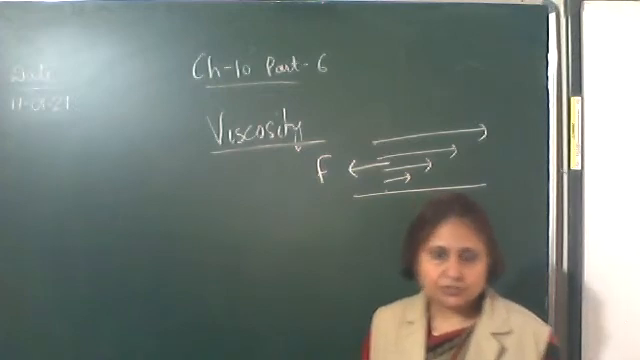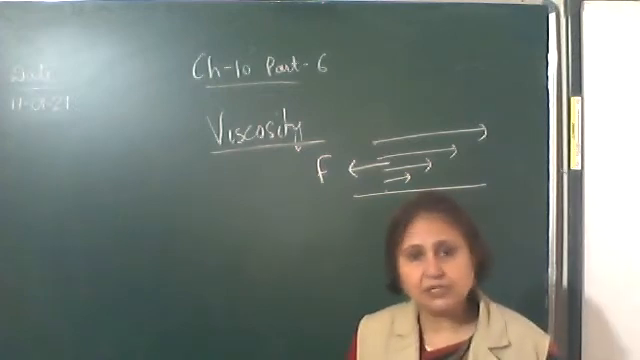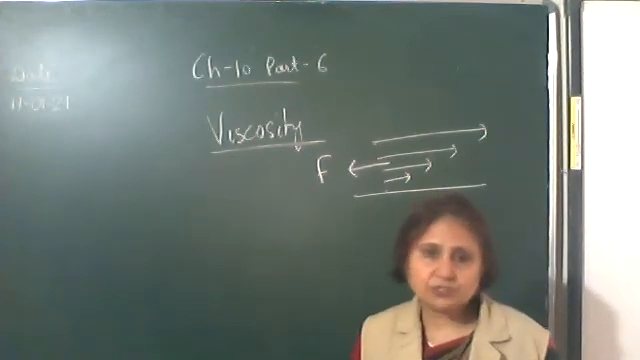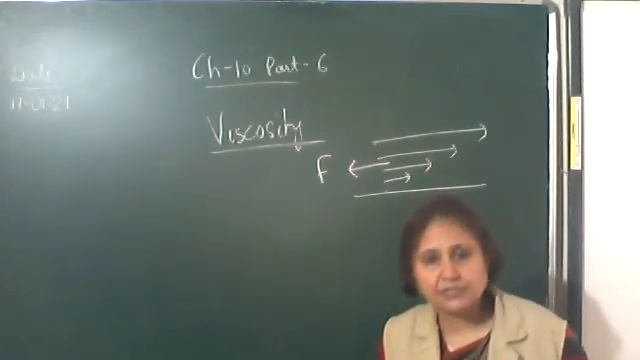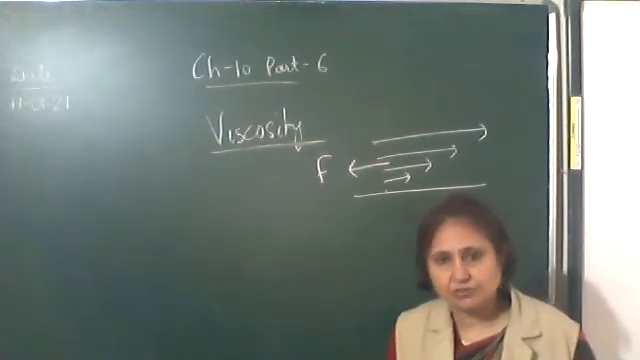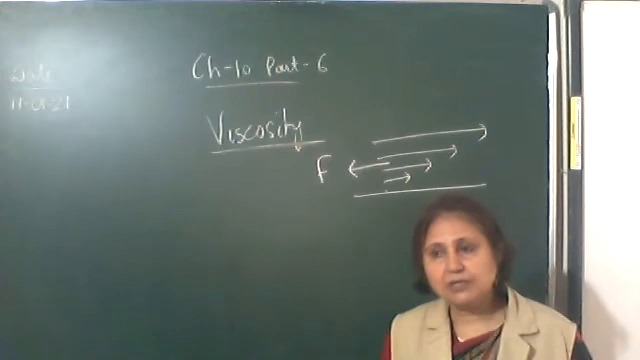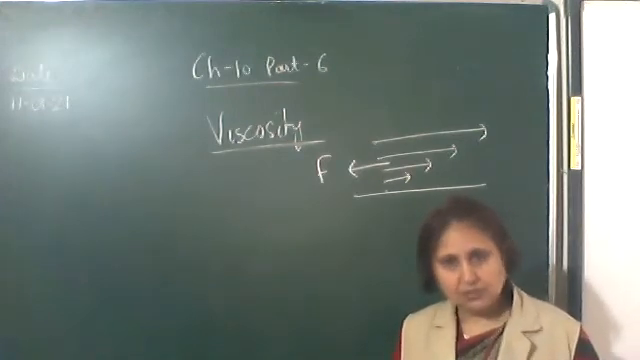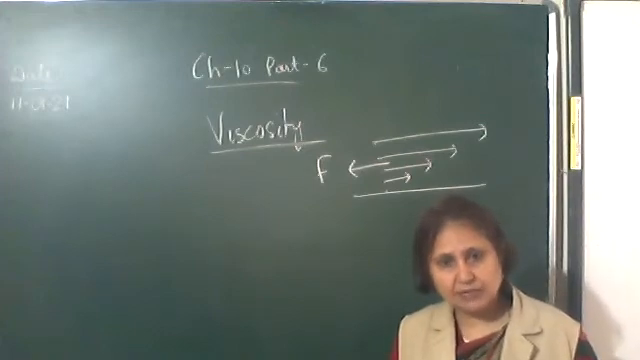So first of all, this property exists when the liquid is in motion. The opposing force between the layers of the liquid we call the viscous force, and this property of the liquid in motion we call viscosity. Right here, example: honey is more viscous than water.